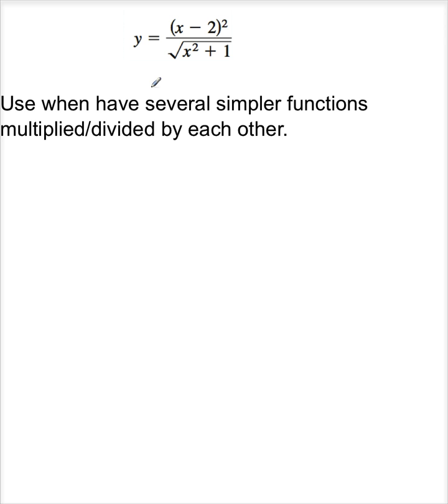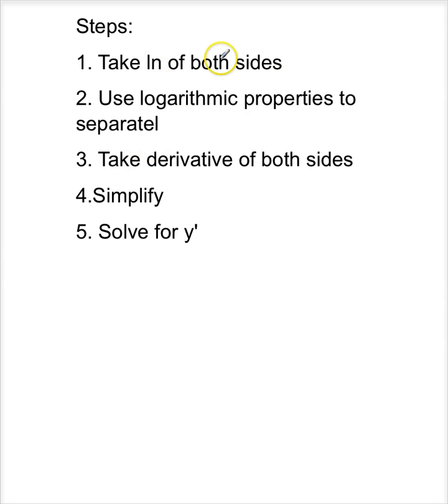Now, the crux behind logarithmic differentiation is I'm just going to take the natural log of this whole thing. And then I'm going to do implicit differentiation and solve. Let me give you the steps I want you to follow. I want you to take the natural log of both sides. And then I want you to use logarithmic properties to separate them. Take the derivative of both sides, simplify, and solve for y prime.